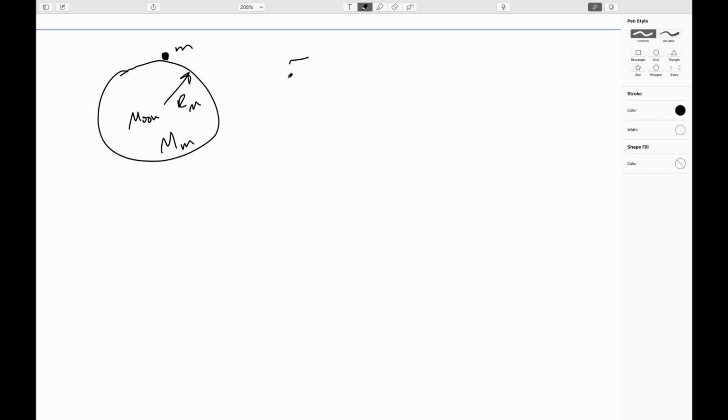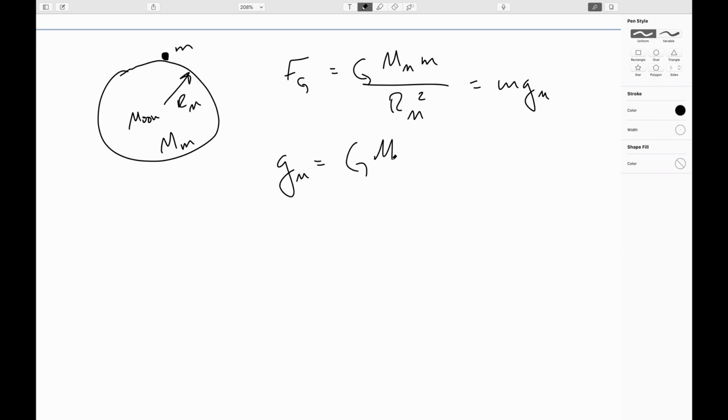We can say that the force of gravity on our rock is basically going to be G times the mass of the moon times the mass of our rock over the radius of the moon squared. We can set that equal to mg. So g on the moon, let's say g sub moon here, will be equal to G mass of moon over radius of the moon squared.